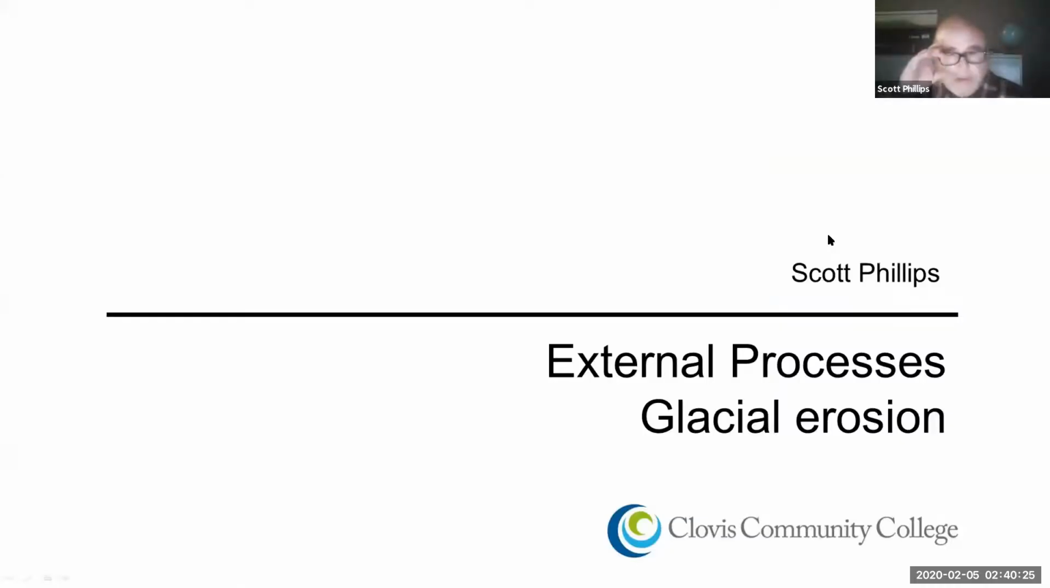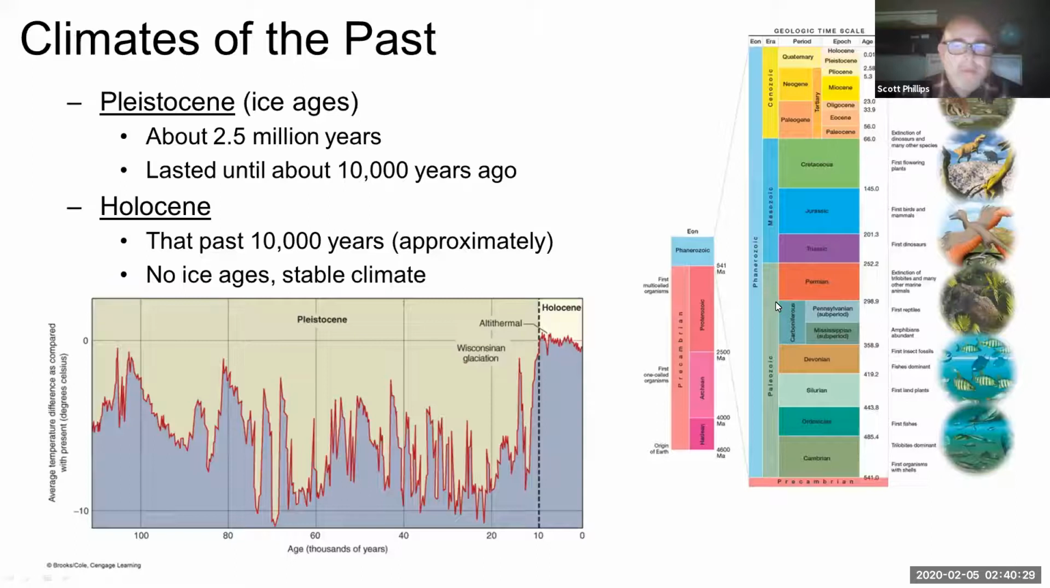Next, let's talk about glacial erosion. Before we do, it's probably good to talk a little bit about geologic time again. And some of the more recent part of geologic time we mentioned before: we're in the Cenozoic era, and in there we're in the Quaternary period. And that has two parts to it. It has the Pleistocene and the Holocene.